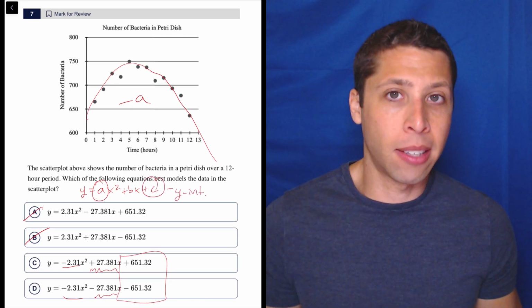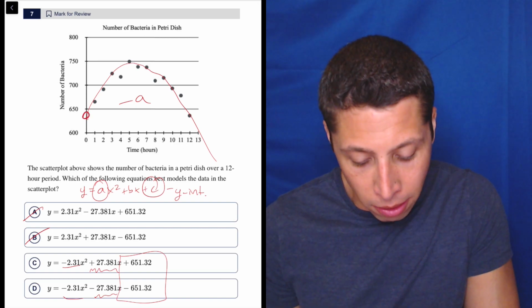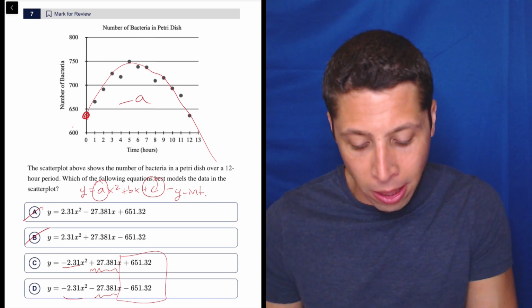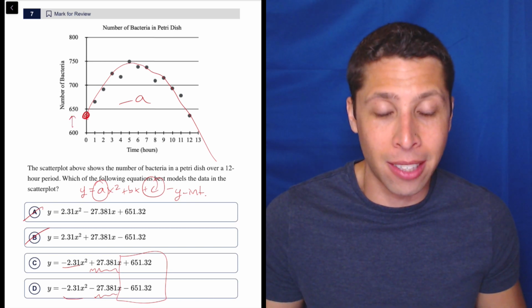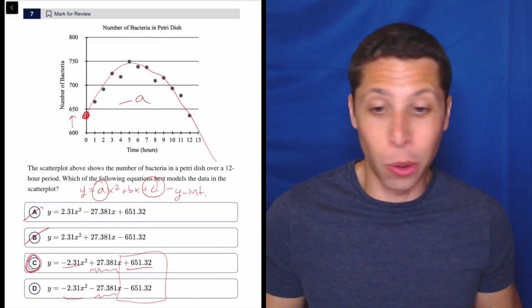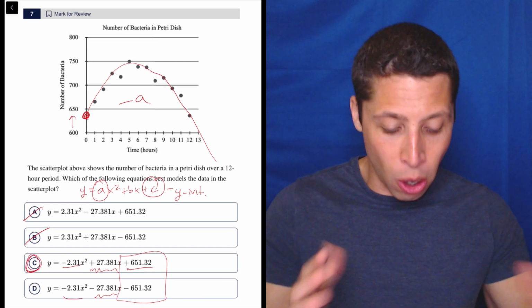So again, we're kind of just asking, is the y-intercept positive or negative? Well, it's hard to know what it is because I kind of just drew a sketch, but we clearly see it's positive, right? It's on the positive side of the y-axis. So, okay, 651 is positive, so choice C. And that's it. Notice there's no Desmos here.